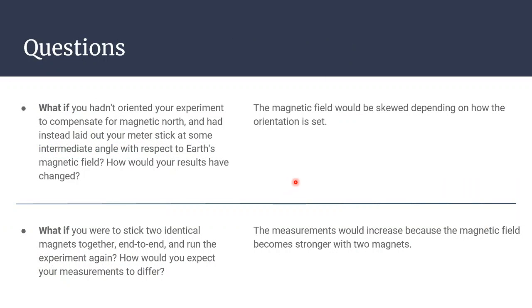So what if we hadn't oriented our experiment to compensate for Earth's magnetic field? Then the magnetic field would be skewed depending on how the orientation is set, as we mentioned earlier. And what if we were to stick two identical magnets together? Then the measurements would increase because the magnetic field becomes stronger with two magnets.